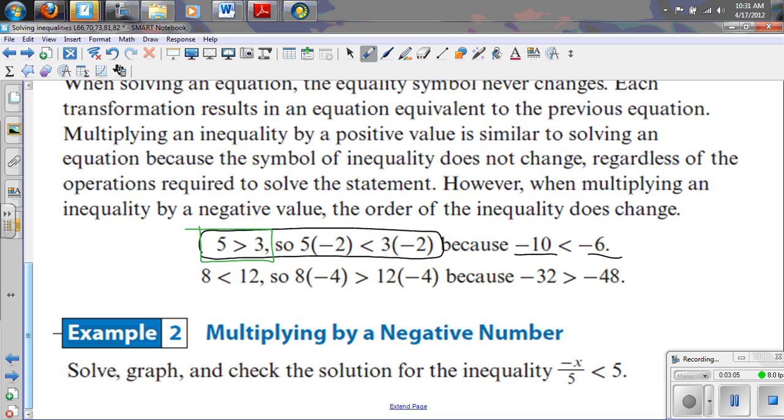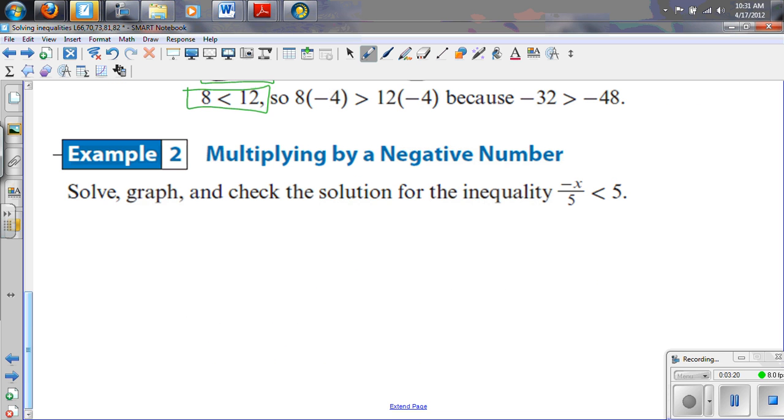Same thing here with 8 and 12. If you multiply both of them by a -4, you end up with -32, which is greater than -48, where we started out with 8 is less than 12. So when you're multiplying or dividing, we'll get to that in a minute, when you're multiplying or dividing by a negative in an inequality, it switches the inequality to the opposite symbol.